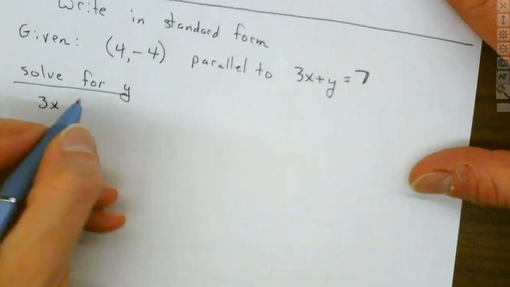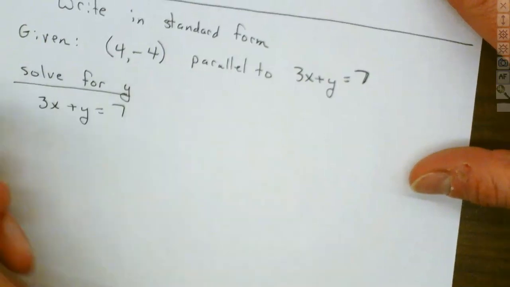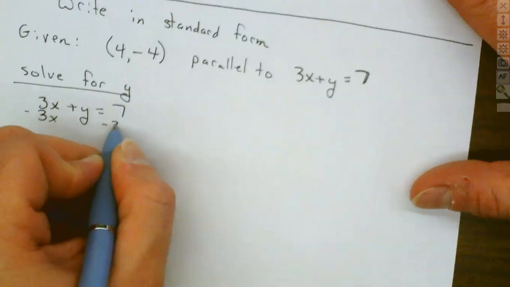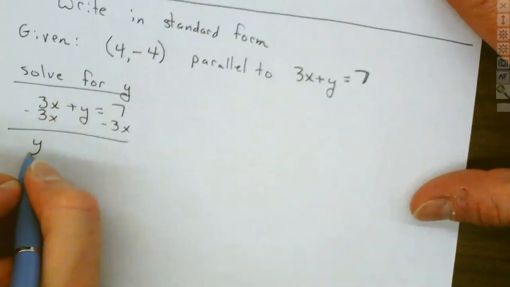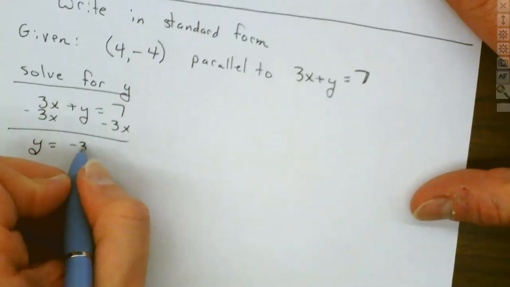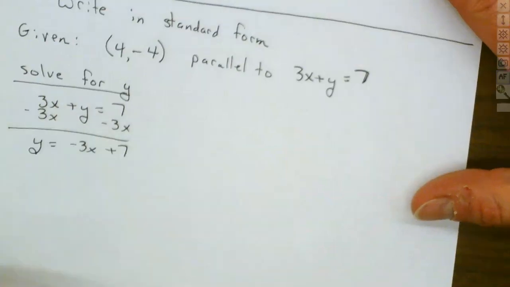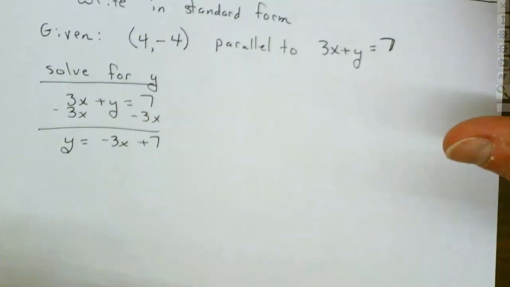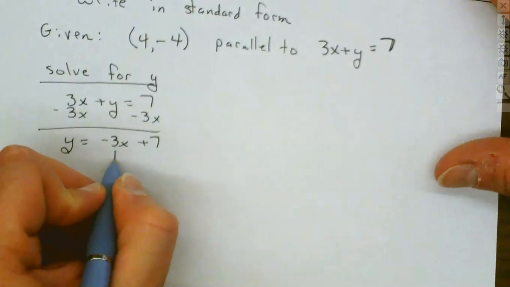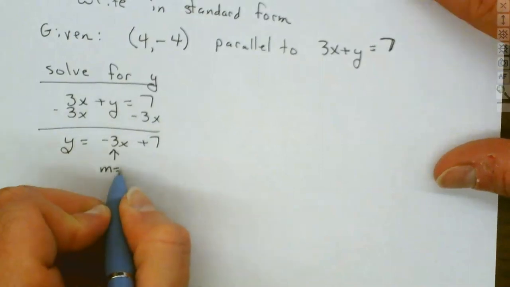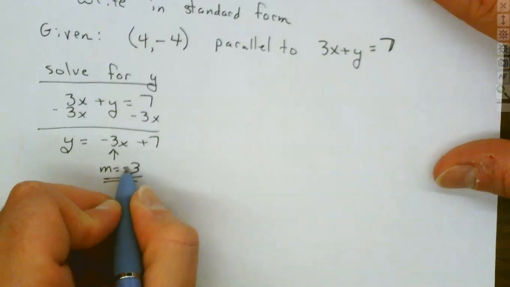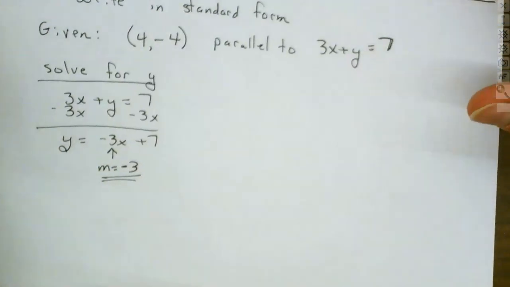So we've got 3x plus y equals 7. We'll move that 3x over. Now we've got y equals negative 3x plus 7. And what is my slope? We need to find that slope. Okay, slope is that negative 3. The number in front of the x is going to be our slope here.